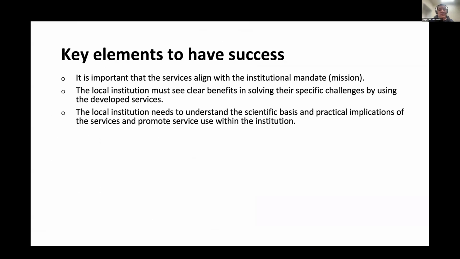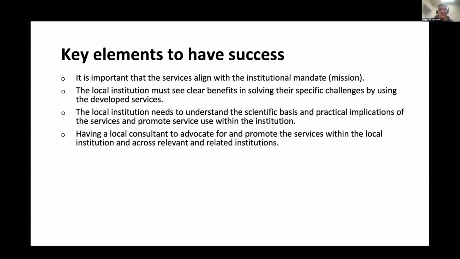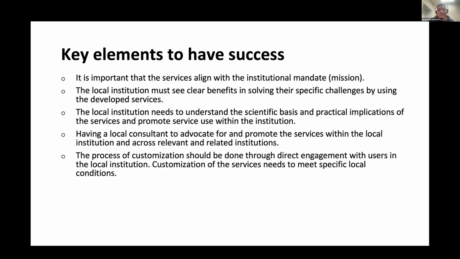The local institution needs to understand the scientific basis and practical implications of the services and promote the service use within the institution. Having a local consultant to advocate for and promote the services within the local institution and across relevant and related institutions that can use this type of services.